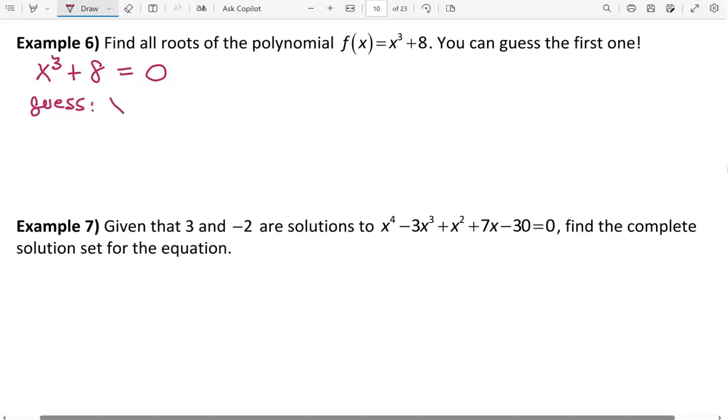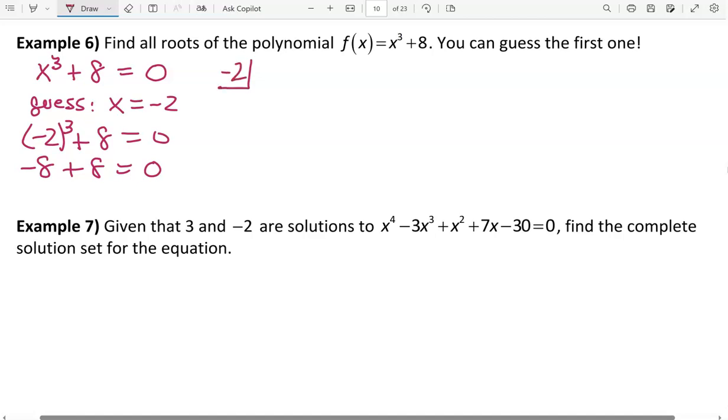Now I'm going to guess that x equals negative 2 is a solution, and I'm going to verify that: negative 2 cubed plus 8 is equal to 0, which means that negative 8 plus 8 is equal to 0. That is a check on that solution. So if I realize that that's the first solution, I can divide to find other factors. x plus 2 must be a factor, so I'll divide by x plus 2.